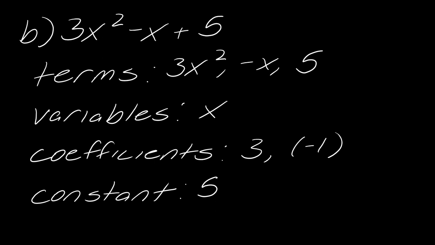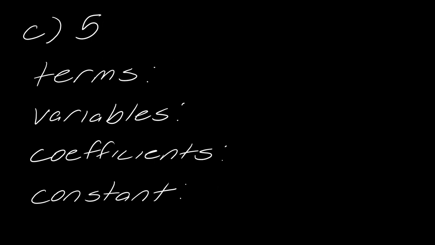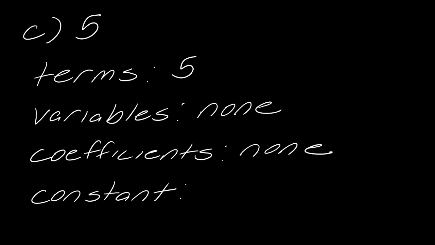Okay, so what if I have this polynomial? This is actually a polynomial, just having a number by itself. That's still counted as a polynomial. So what are the terms in this case? This would be 5. Are there any variables? There are none. Are there any coefficients? There are none. This is just a polynomial of one term, the constant 5, but that still makes it a polynomial.